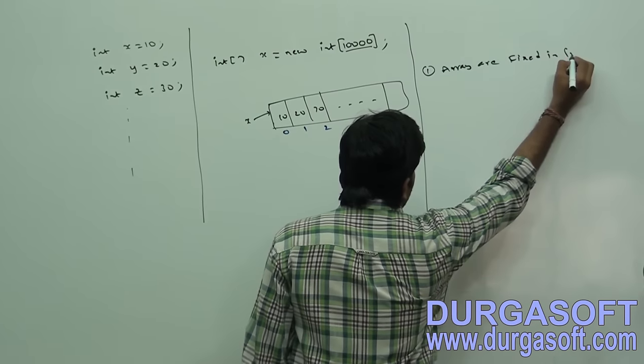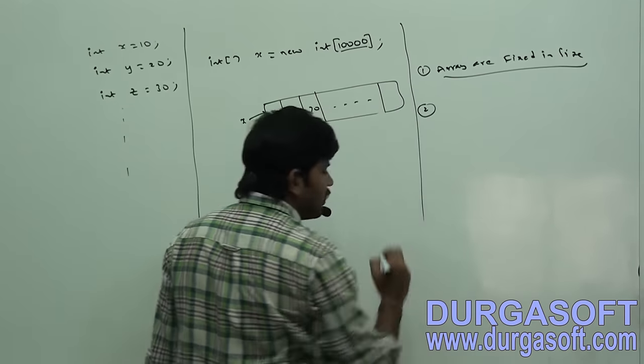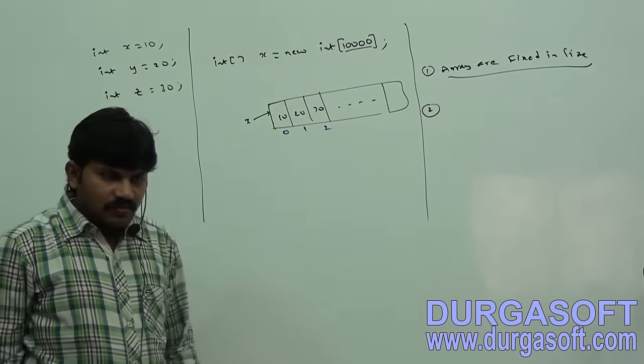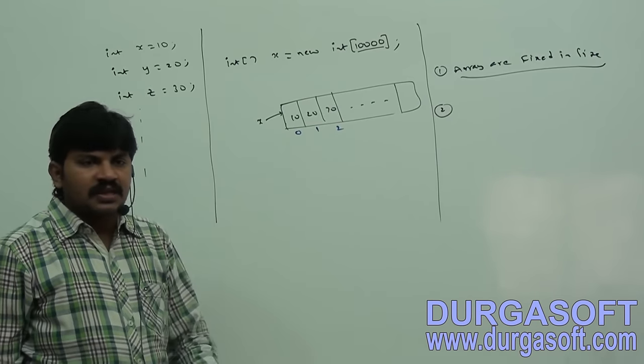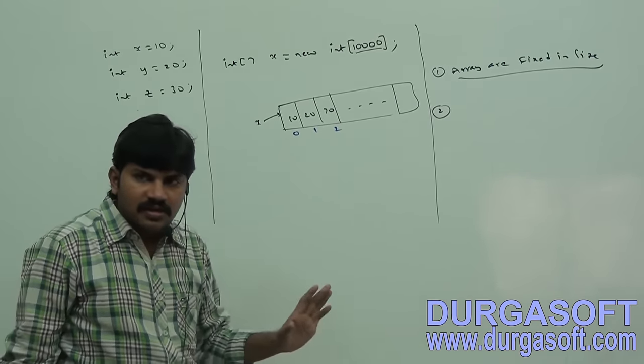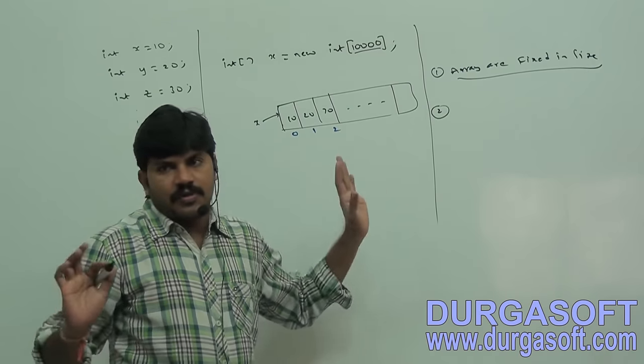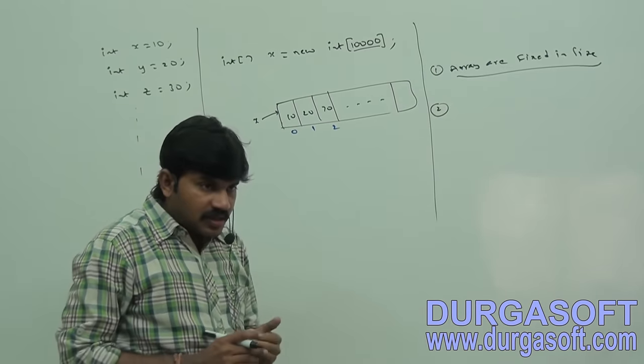Arrays are fixed in size. The biggest limitation of arrays is that they are fixed in size. Once we create an array with some size, there is no chance of increasing or decreasing the size based on our requirement. That is the biggest problem with the arrays concept.